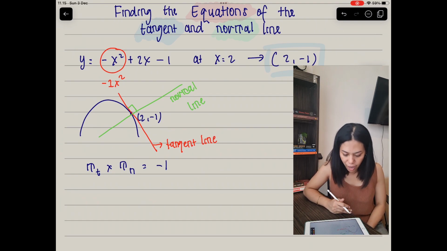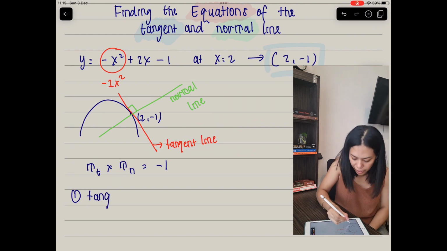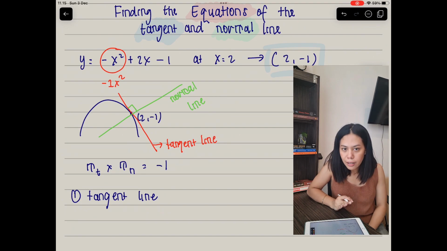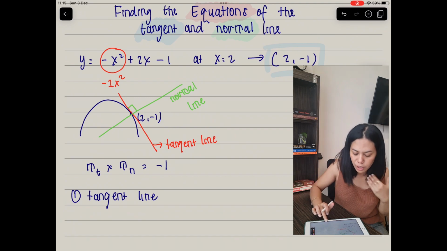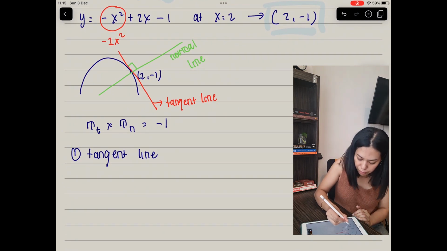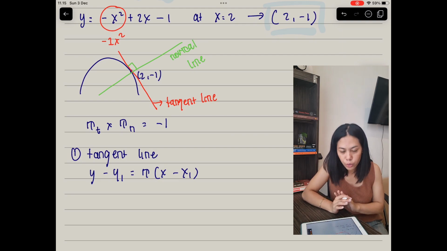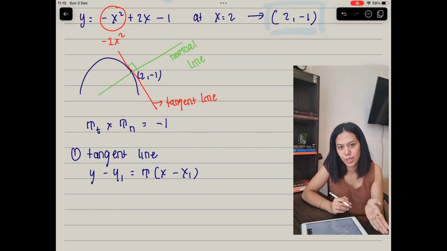Okay, so now let's find the equation of the tangent line first. The tangent line is what we're going to find first, and after that we're going to find the equation of the normal line. So tangent line. The equation of a line, there are a few forms, yeah? The one that we're going to use today, so I'm going to slide the screen up, is y minus y1 equals m, and then x minus x1. Do we have to use this formula? No, you can use other formulas like y equals mx plus c, that's fine. But today I'm going to use this one, yeah?